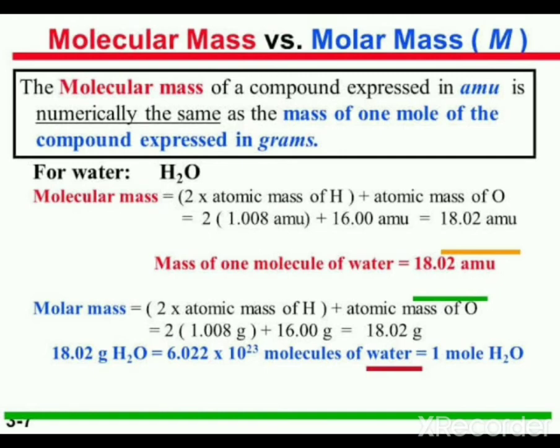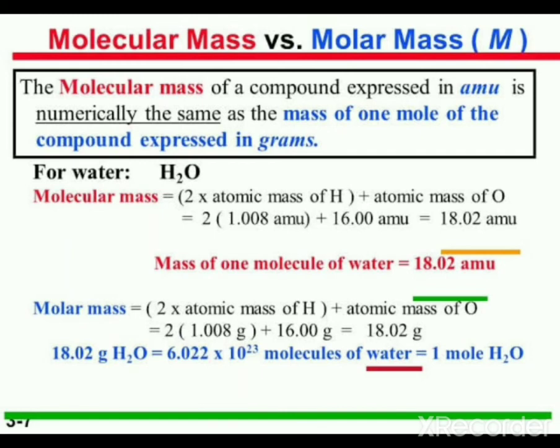For example, consider the hydrogen molecule. The molecular mass of hydrogen is 2 U. Add the atomic masses of hydrogen, you will get the molecular mass as 2. The molar mass of hydrogen is 2 gram per mole. So, you will find that the difference between molar mass and molecular mass is only in the unit. The numerical value is the same.